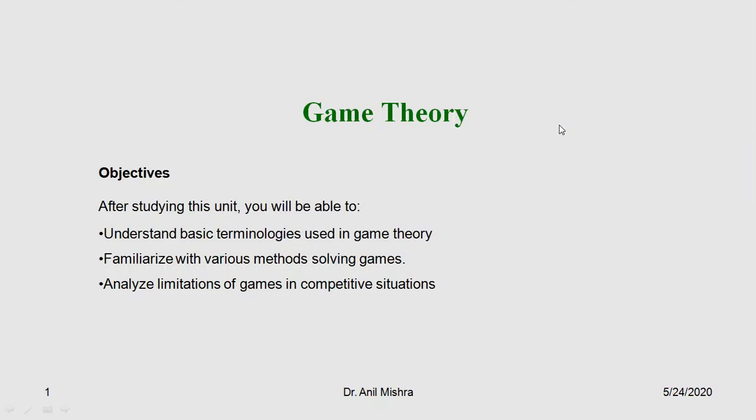Hello friends. Today we have to start a new topic of your operations research, that is game theory. Game theory is a part of decision theory. In decision theory, you know there are four types of decisions: decision in case of certainty, decision in case of uncertainty, decision in case of risk, and decision in case of conflict.